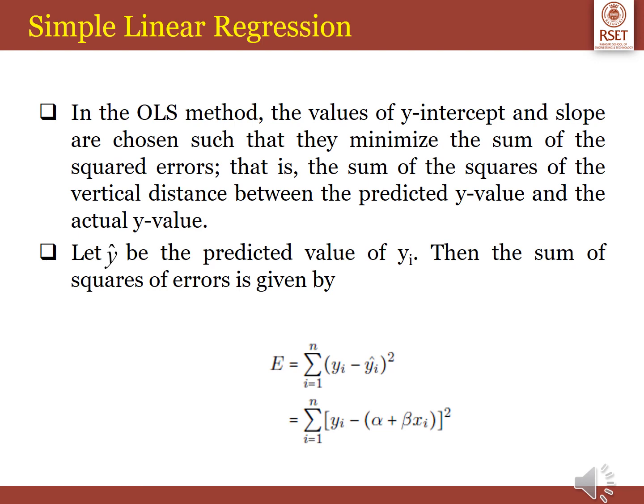Let y cap be the predicted value of yi. Then the sum of the squares of errors is given by the equation E = sigma i = 1 to n (yi − yi cap)². yi cap can be defined as alpha + beta xi. Therefore, E = sigma i = 1 to n (yi − (alpha + beta xi))².